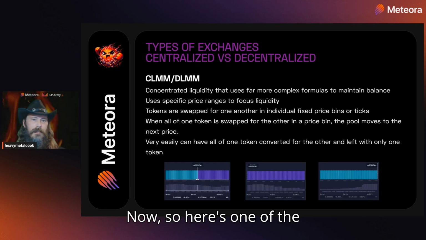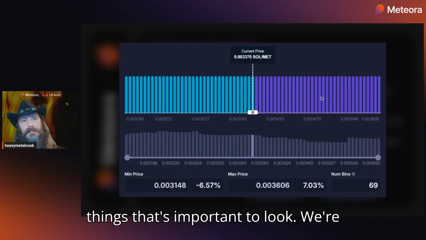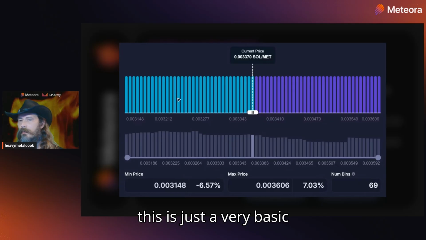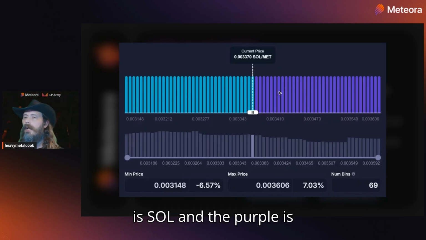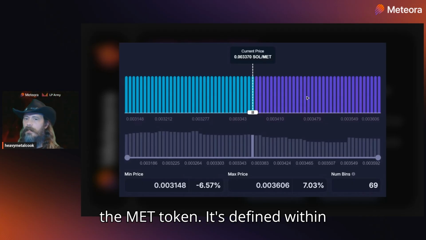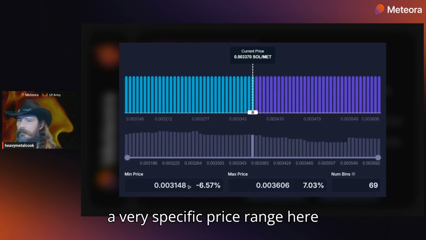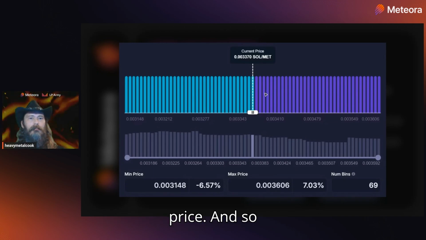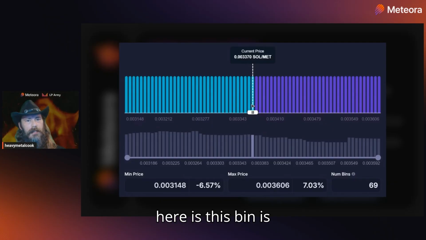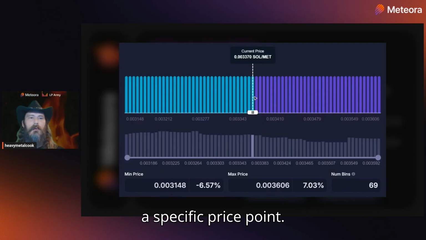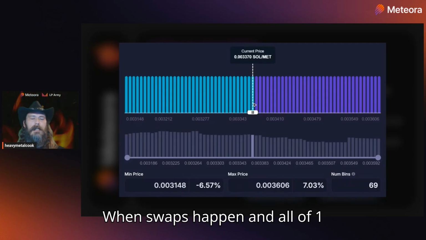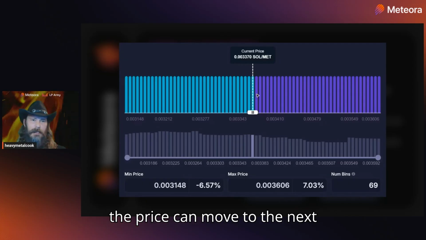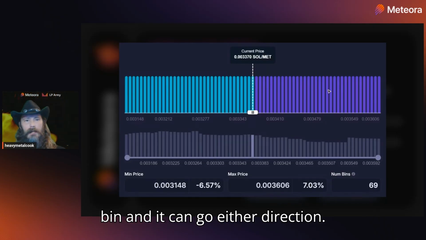Now, here's one of the things that's important to look at. We're going to look at this, and this is just a very basic liquidity pool. The blue, or teal, is SOL, and the purple is the MET token. It's defined within a very specific price range here, a minimum price and a maximum price. And so here is this bin, a specific price point. When swaps happen and all of one token is exchanged for the other, then the price can move to the next bin, and it can go either direction.